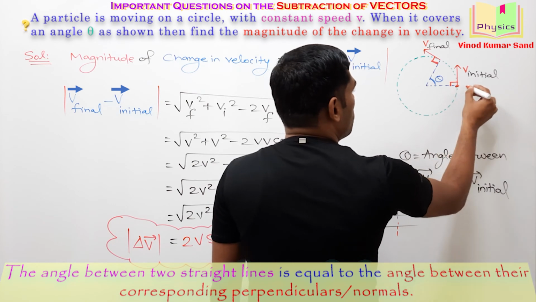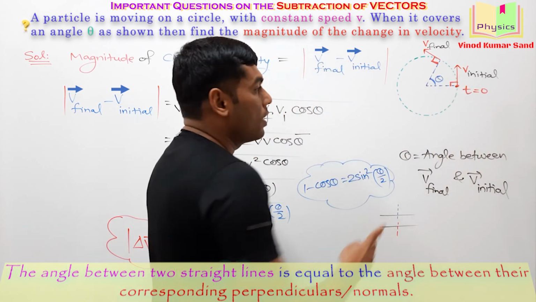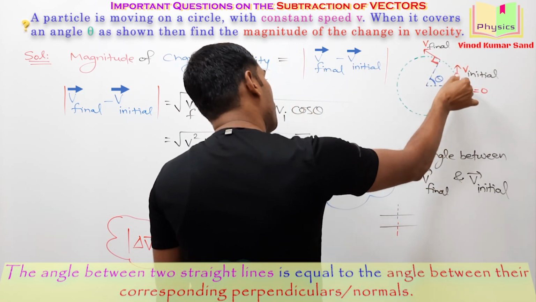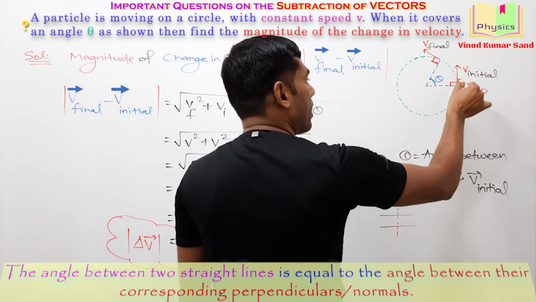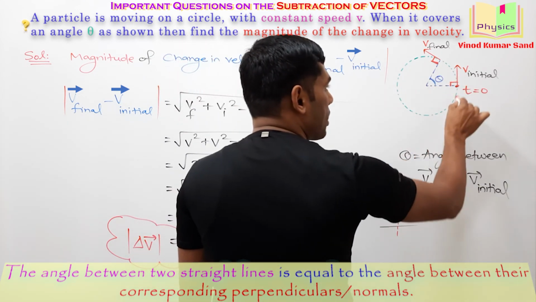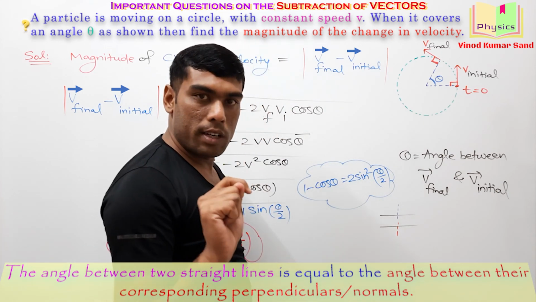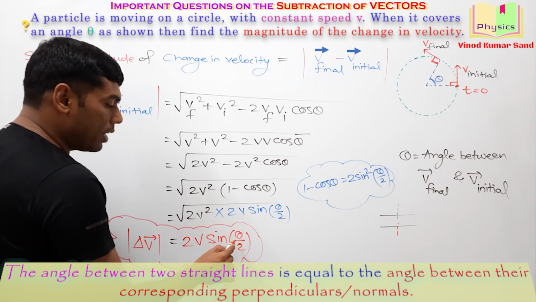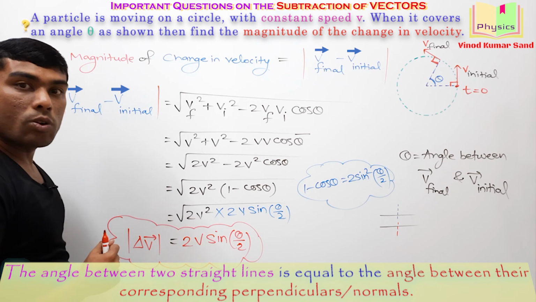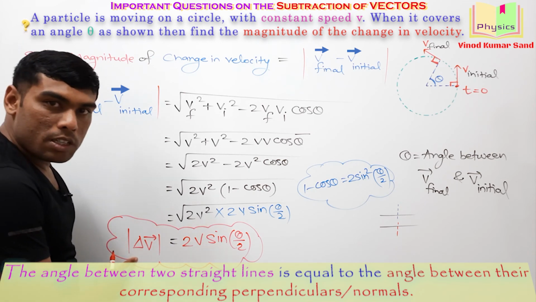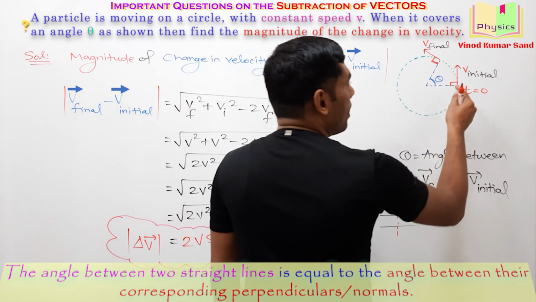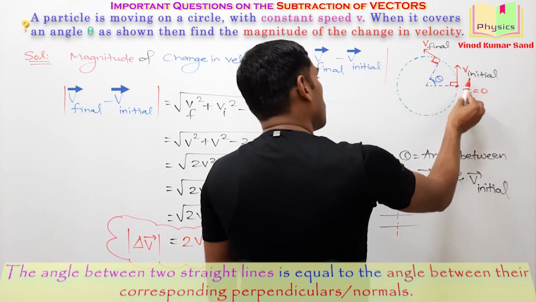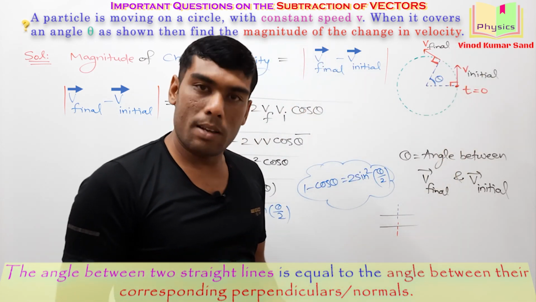Suppose at t is equal to 0, the particle is here. Then its velocity vector is vertically upwards like this. Now, the particle covers one complete cycle. In one complete cycle, how much angle will the particle be covering? 360 degree. Put here 360 degree. 360 degree divided by 2 means 180 degree. Sine 180 degree will become 0. It means the magnitude of change in velocity will become 0. And that is actually happening. After one complete cycle, the particle will be here only, and then the initial velocity vector and the final velocity vector are in the same direction.